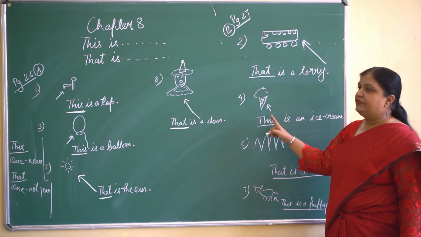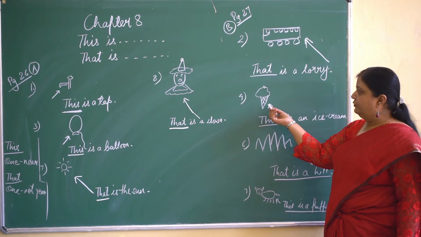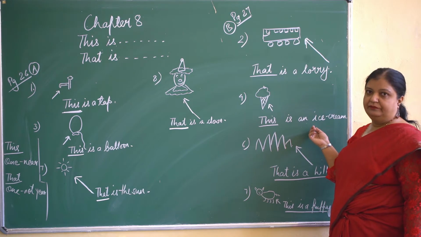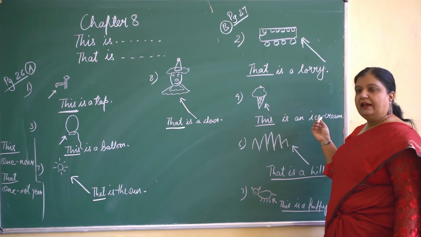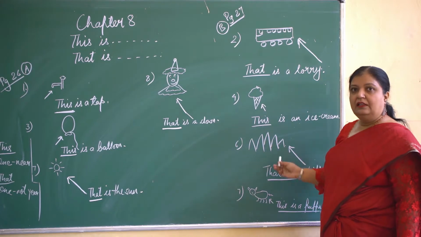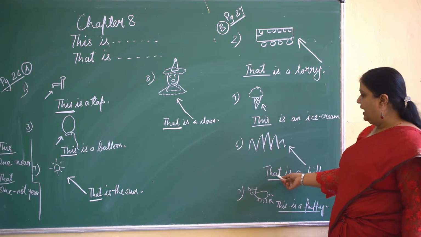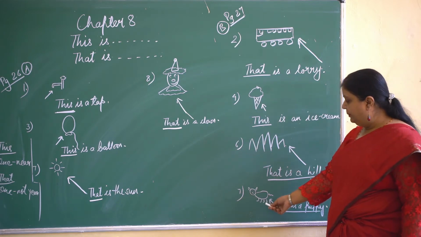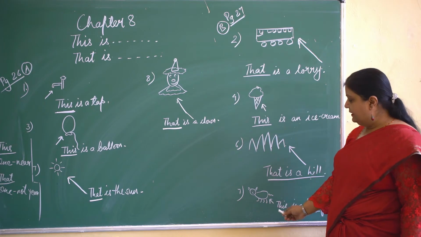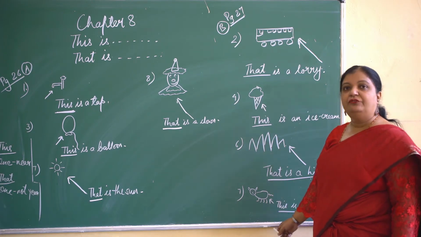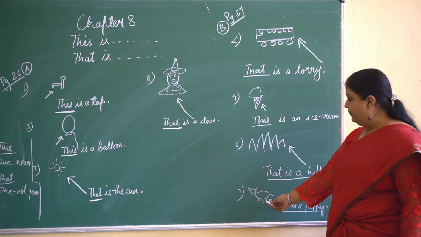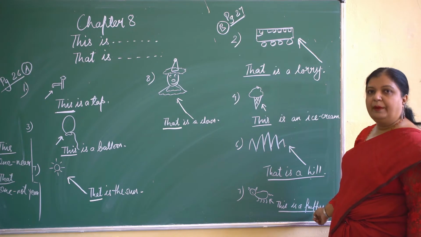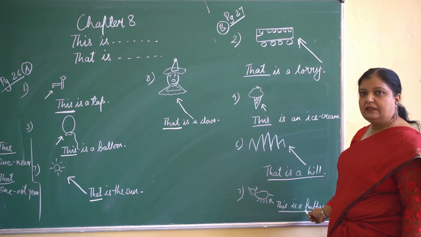Then the fourth picture is an ice cream. And the arrow is quite near. This is an ice cream. Now the hill, a far off thing, that is a hill. Now the puppy is quite close, and in the 7th and 8th sentences, children, you have to write a full sentence. So the puppy is near. This is a puppy.